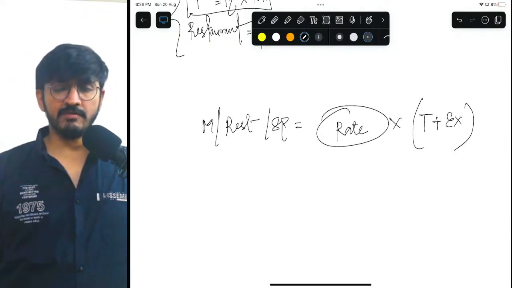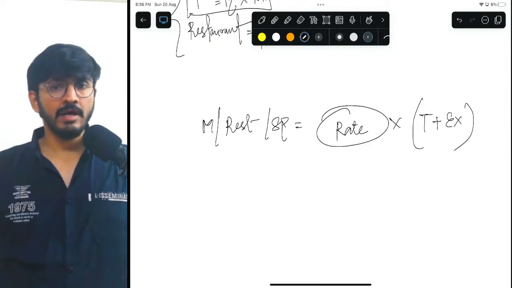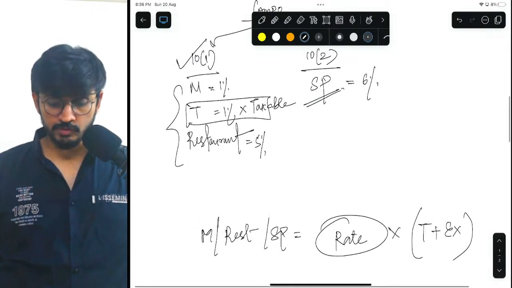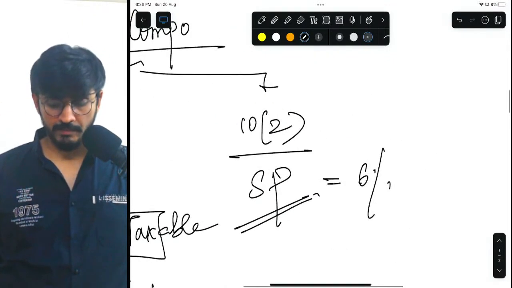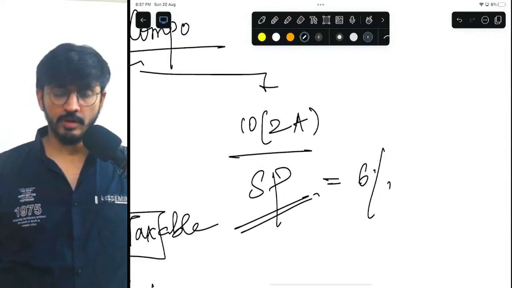Perfect. So that is my difference with respect to 10.1 and 10.2A. I'm so sorry, this is not 10.2. My bad. This is 10.2A. Okay.